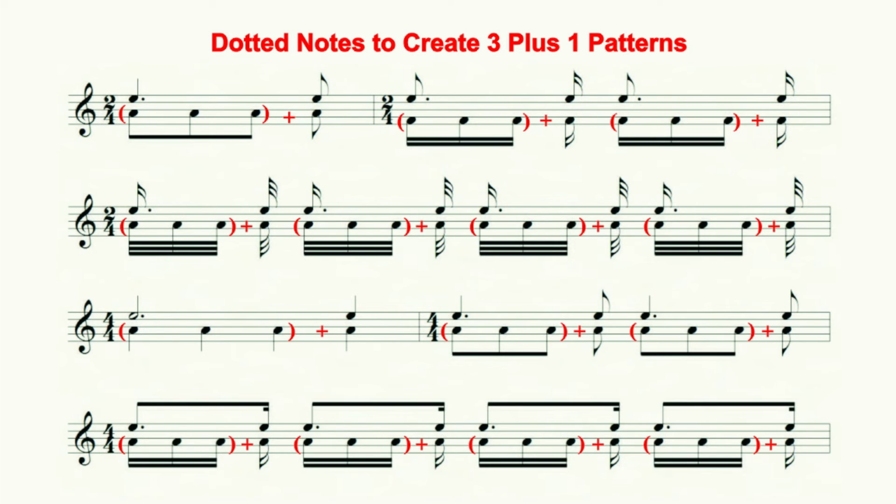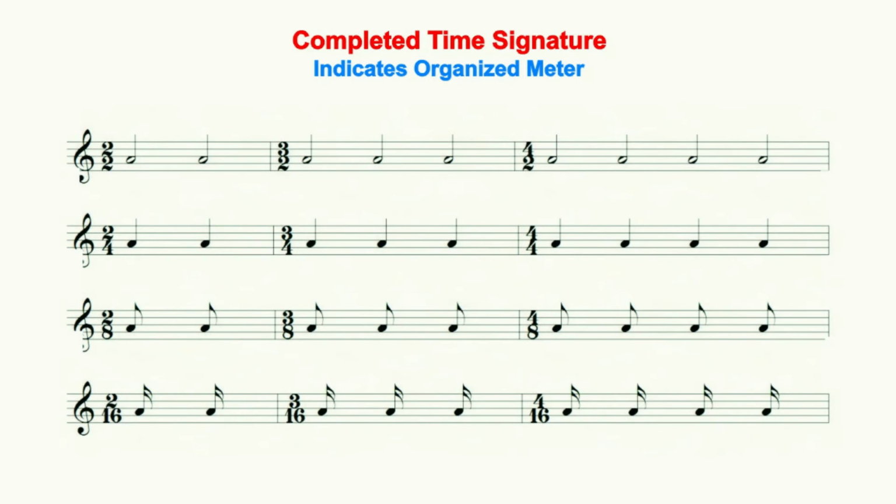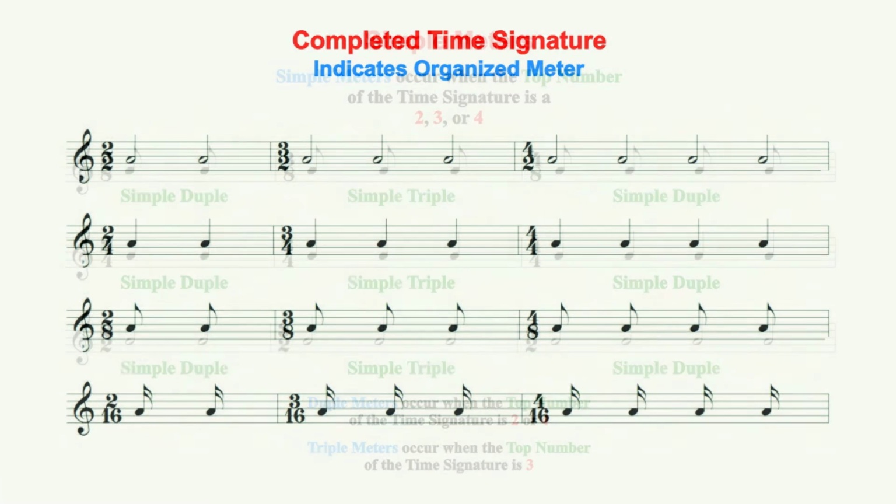Now, moving to another subject, we'll introduce the concept of simple versus compound meters. The completed time signature gives us what is known as an organized meter. For example, we would say that a time signature of 2/4 gives us a meter of 2 beats per measure where each beat is worth 1 quarter note.